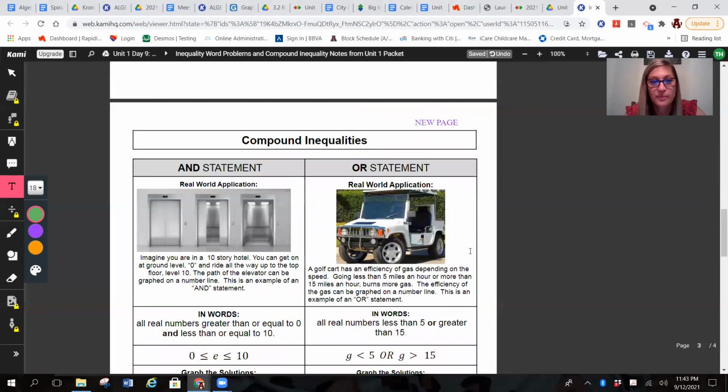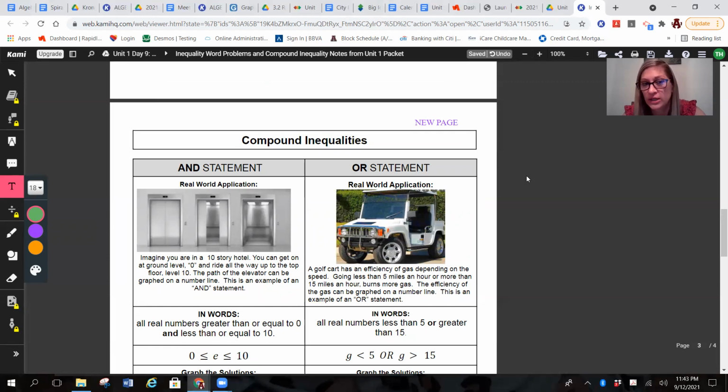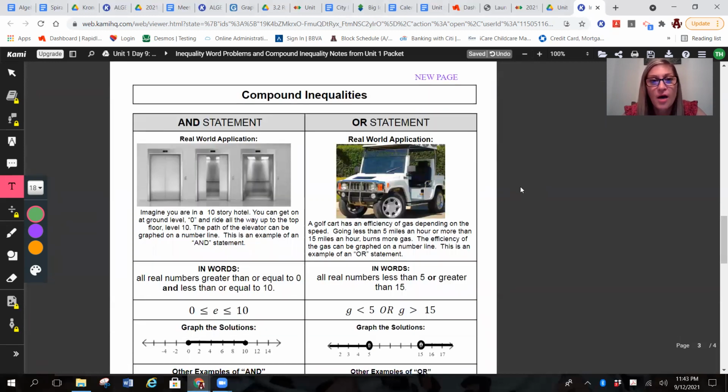Cool beans. Okay, this leads us to a new page that was not in your packet. And this is called the new page, compound inequalities. I love teaching compound inequalities. So let's talk about it. Compound inequalities, there's two different kinds, hook 'em horns. One, we have an and statement, and two is an or statement.